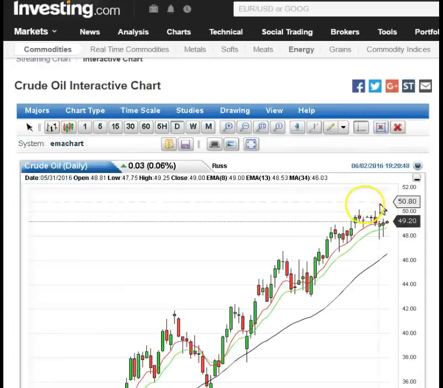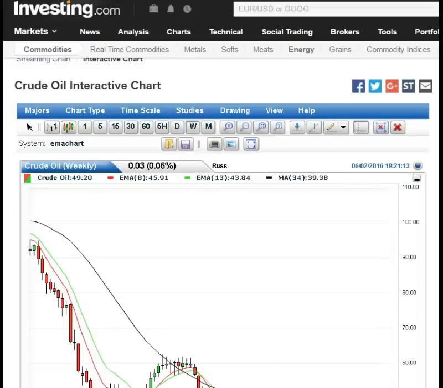Crude, still making that lower high and the back off, but it's still above support now. Came down, made a lower high, a higher low, and now it's just above the 8 on a daily. So nice bounce. Still working a lower high on the daily, making that a double top.